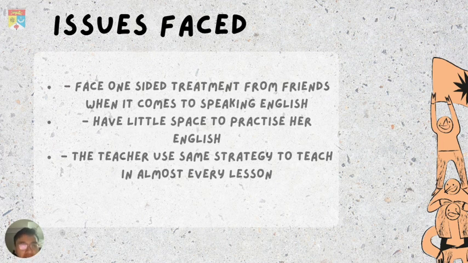Okay, the second one, I think she has little space to practice English, which means that in her environment, not many friends can speak English well for her to practice with. At home, she only speaks a bit of English, so there is not much space and chances for her to practice. Okay, and she said that the teacher used the same strategy to teach in almost every lesson, which means opening the textbook and teaching.